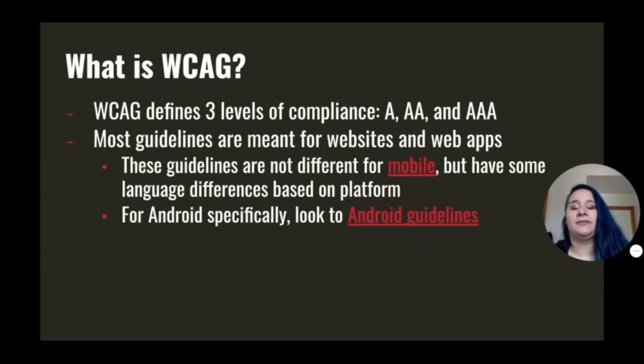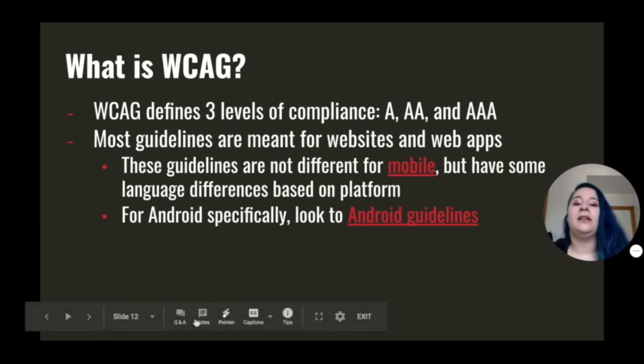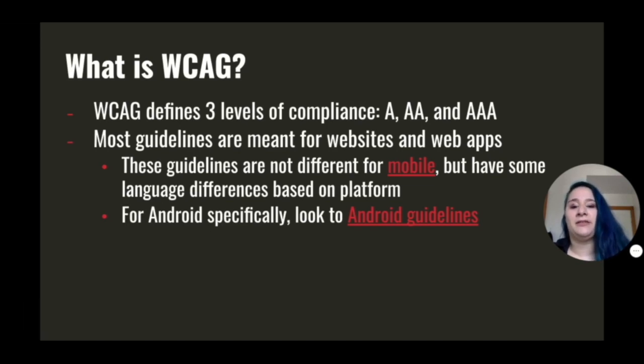What is WCAG? WCAG defines 3 levels of compliance: A, AA, and AAA. Each guideline is listed with a level and how you are meant to meet it. It's best to test your app for accessibility and look to the guidelines on how to fix those issues. Level A is a minimum requirement of accessibility. Level AA is the level that most development teams are aiming to meet. This is the level that is legally required for certain sites such as banks.